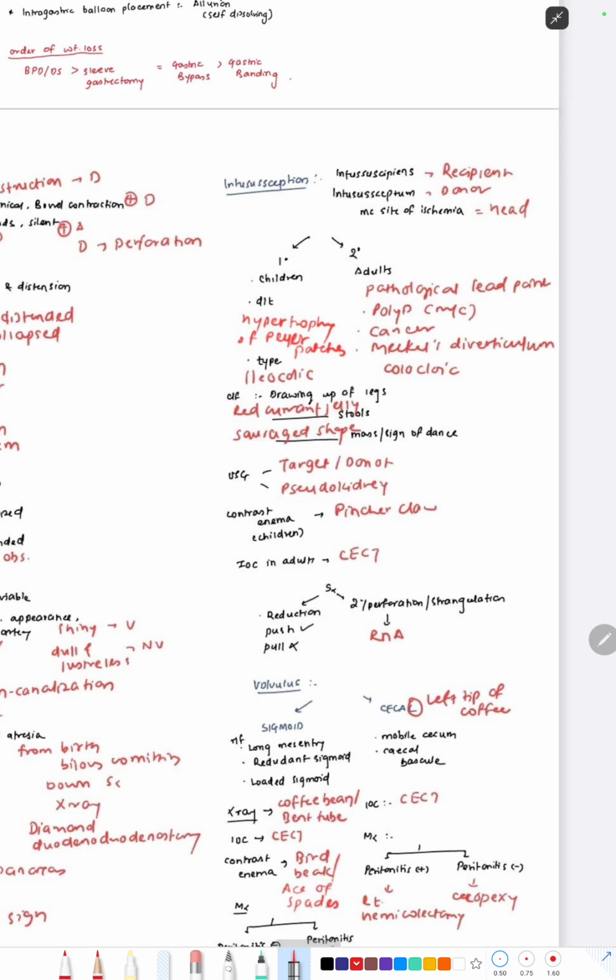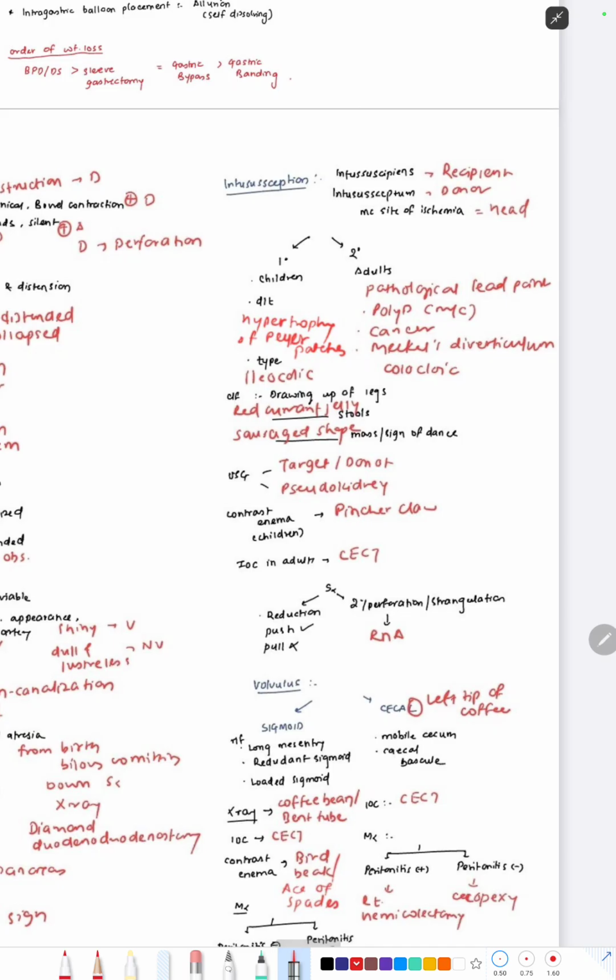Primary it is due to hypertrophy of Peyer's patches, and the most common type is the ileocolic. While in secondary it is because of a pathological lead point, which can be a polyp, which is most common, ulcer, cancer, or a Meckel's diverticulum. And the most common type in adults is the colocolic.